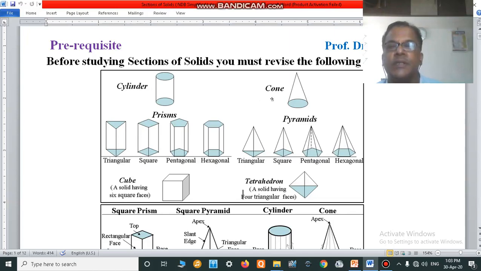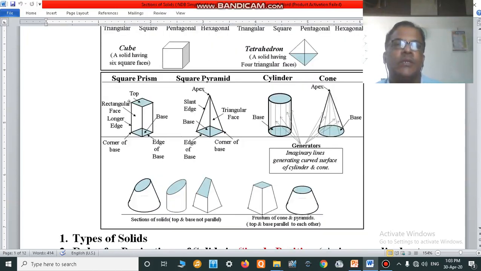Then cylinders and cones. Some nomenclature is equally important for the prism. There is one top and one base. So it is a square prism: square top, square base. Pentagonal prism: pentagon top, pentagon base, and so on. Then there is one rectangular face here for the prism. This is the one rectangular face. Out of that, this is the longer edge. For the base, this is the corner of the base. This is the edge of the base.